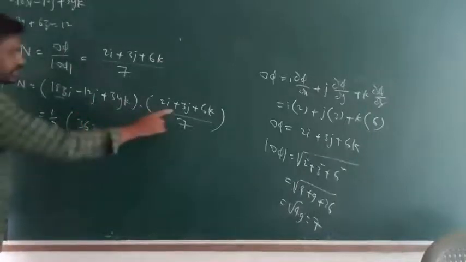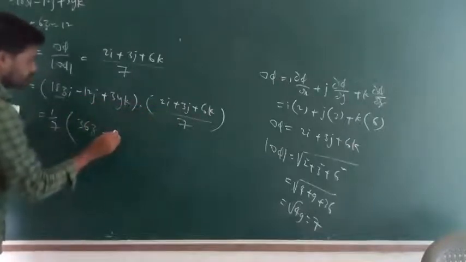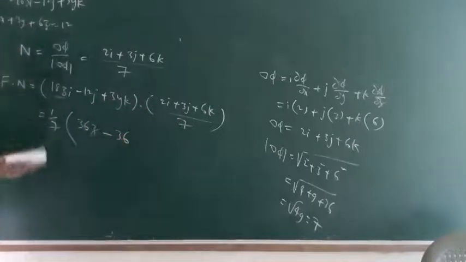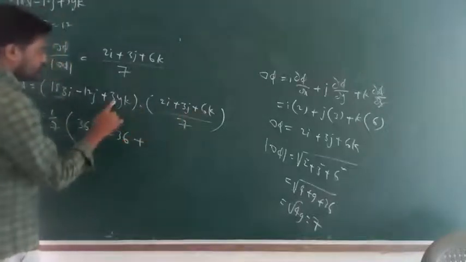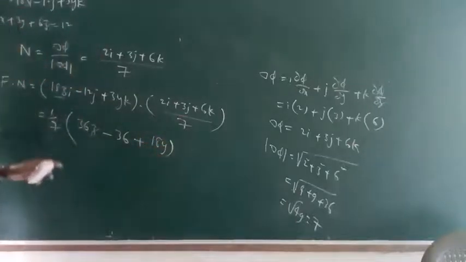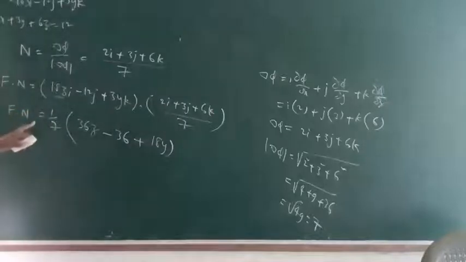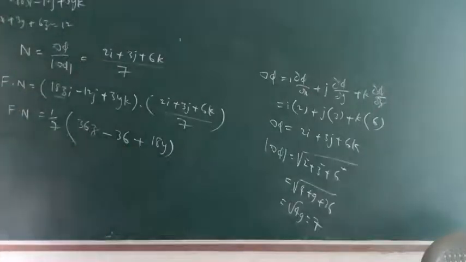Next, j dot j coefficient: minus 12 into 3, this is minus 36. Next, k dot k coefficient: 3y into 6, 18y. So this is the F dot n value. F dot n equals 1 by 7 into (36z minus 36 plus 18y).